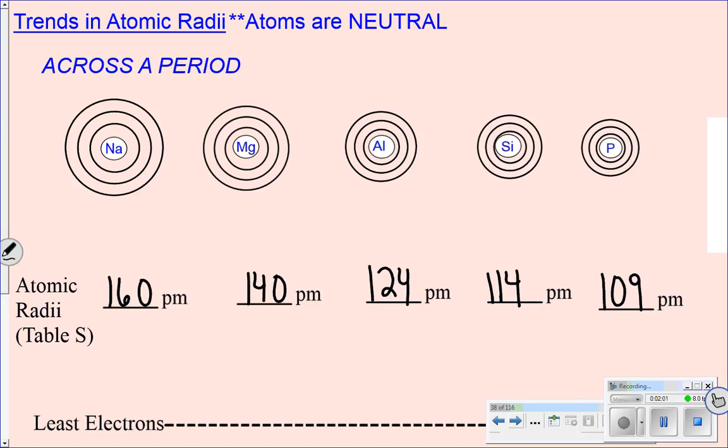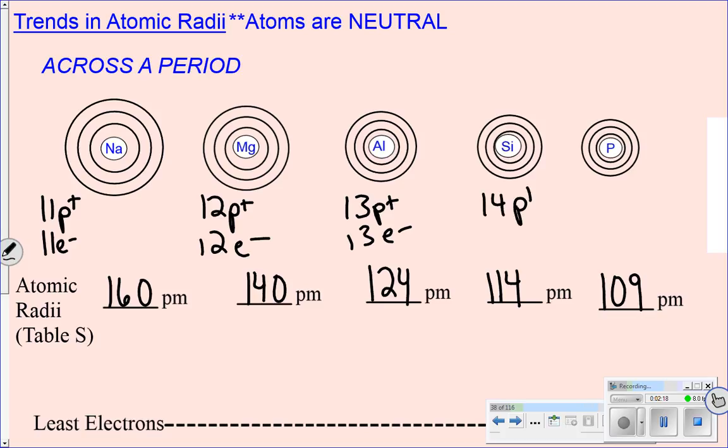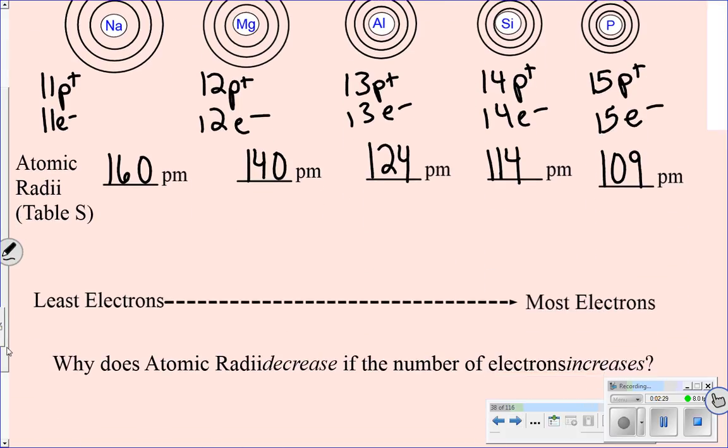So what we're seeing is, as we go from left to right on the periodic table, it's important to note that we have 11 protons, 11 electrons, 12 protons, 12 electrons, 13 protons, 13 electrons, 14 protons, 14 electrons, and 15 protons, 15 electrons. So as we're going from left to right, we're actually increasing in the number of protons and electrons in the atom, yet the size of the atom is getting smaller.